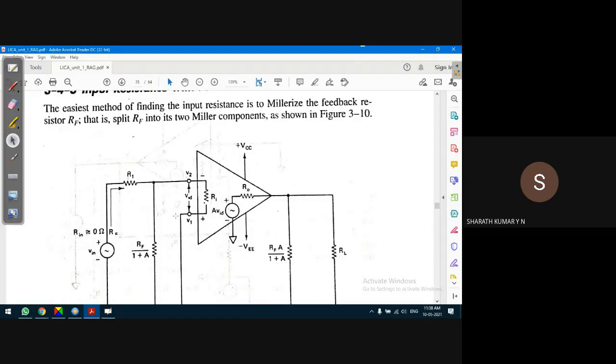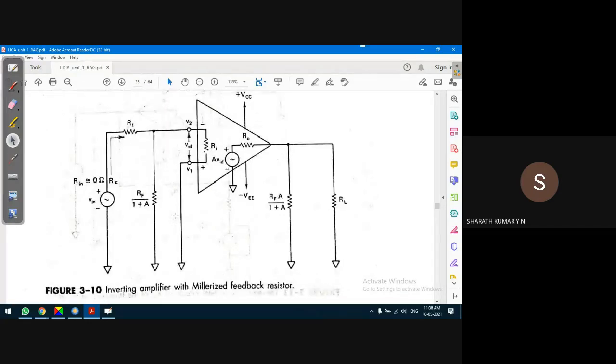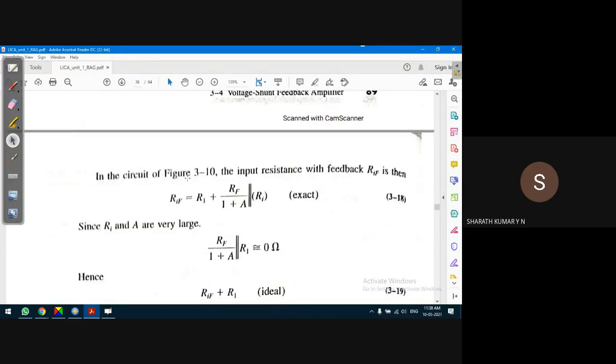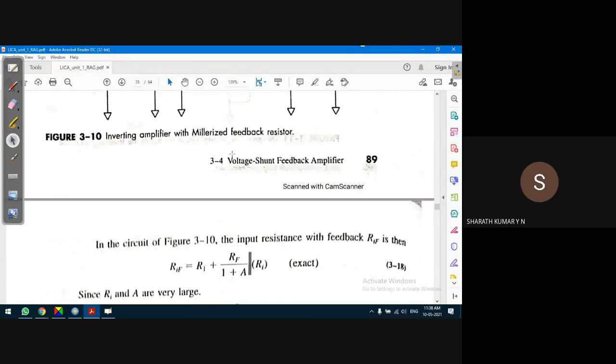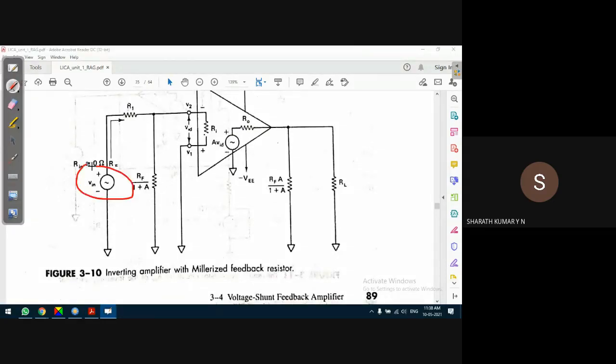Now, input resistance with feedback. In this case, the inverting amplifier example is taken. When feedback is applied, what are the changes in the input resistance? If you observe the diagram, we are applying the input voltage. There is R1, and the effective input resistance of the op amp is Ri. Similarly, R0 is the effective output impedance. There is a feedback resistance Rf.